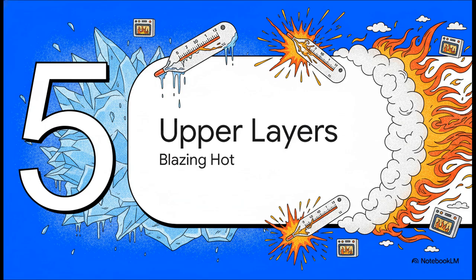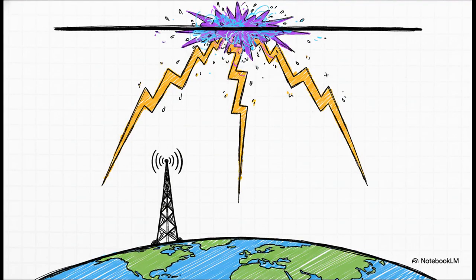Moving right along to Section 5, Upper Layers, blazing hot. Leaving the icy depths of the mesosphere behind, we cross the mesopause and transition into the final, upper zones of our atmosphere. In here, our thermostat doesn't just break, it practically explodes. We are now in the thermosphere, located between 80 and 400 kilometers high.